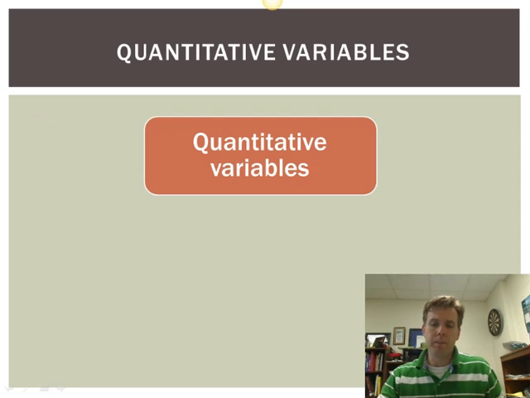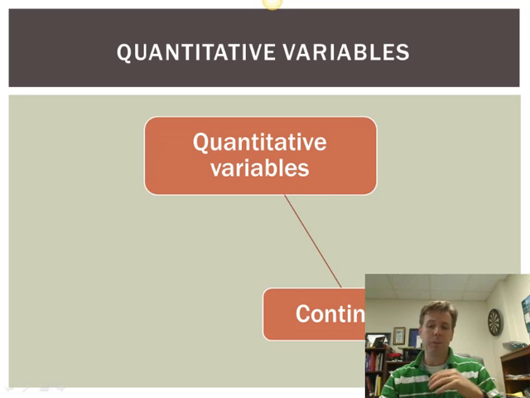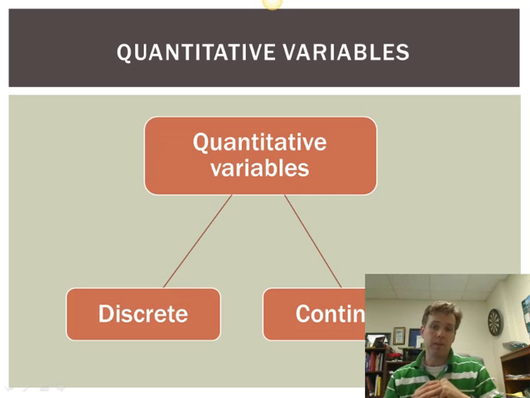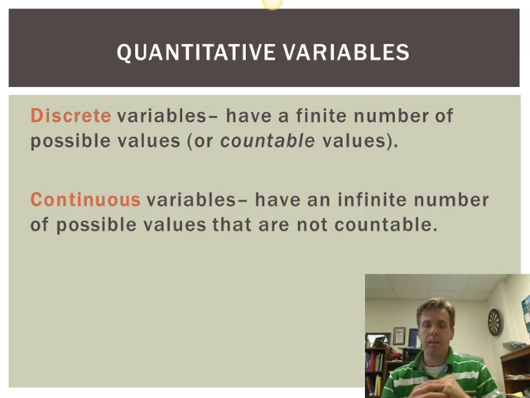So let's look at quantitative variables. Quantitative variables can actually be split into two different types: continuous and discrete. Discrete variables have a finite number of possible values, countable values, like the number of days in a week: 1, 2, 3, 4, 5, 6, 7. That's it. Continuous variables have an infinite number of possible values that are not countable.